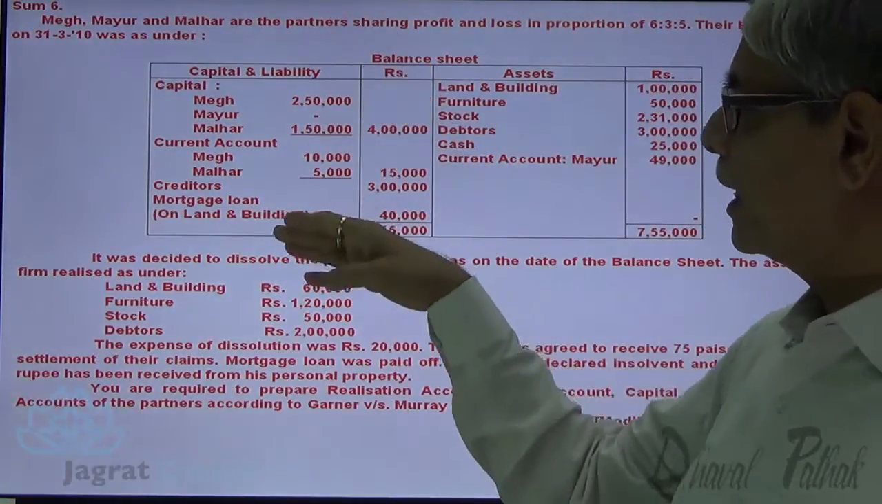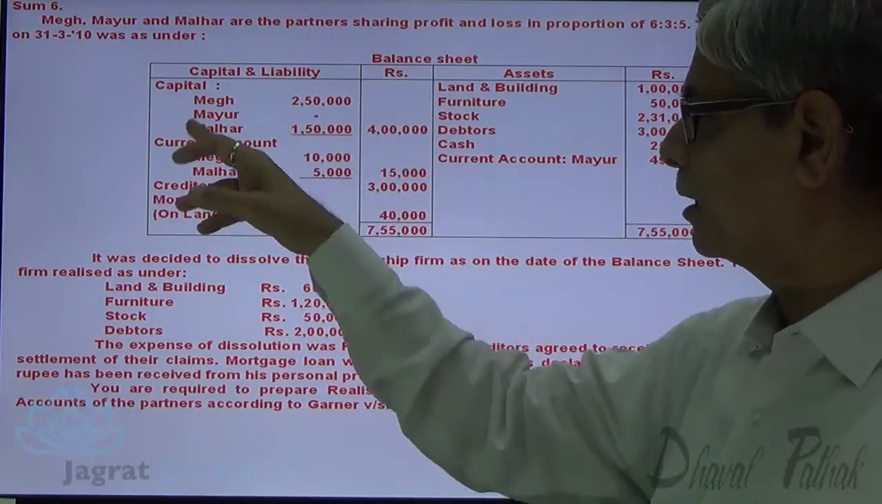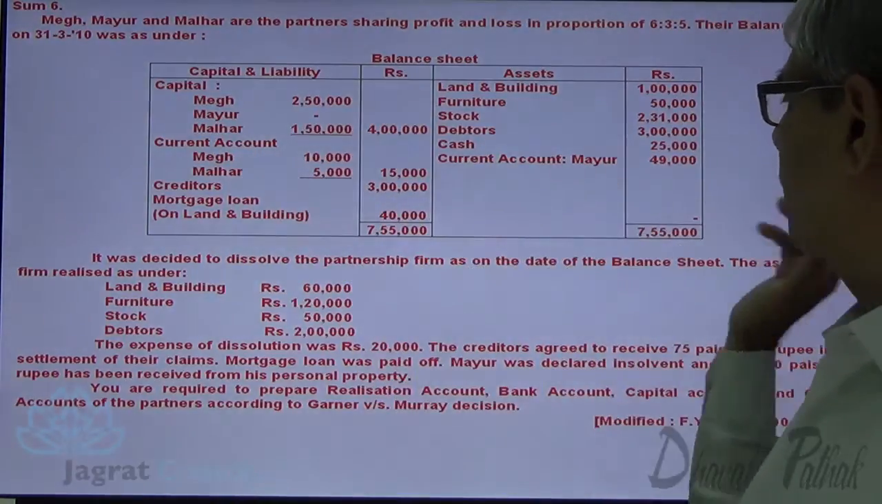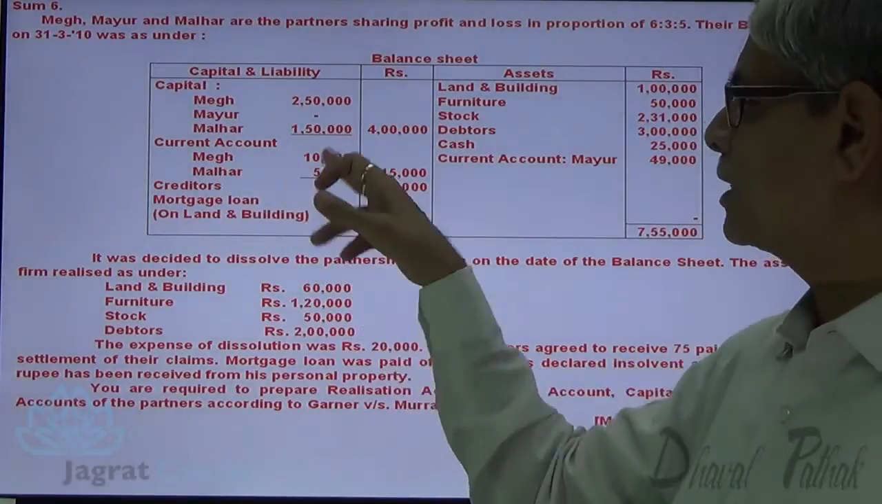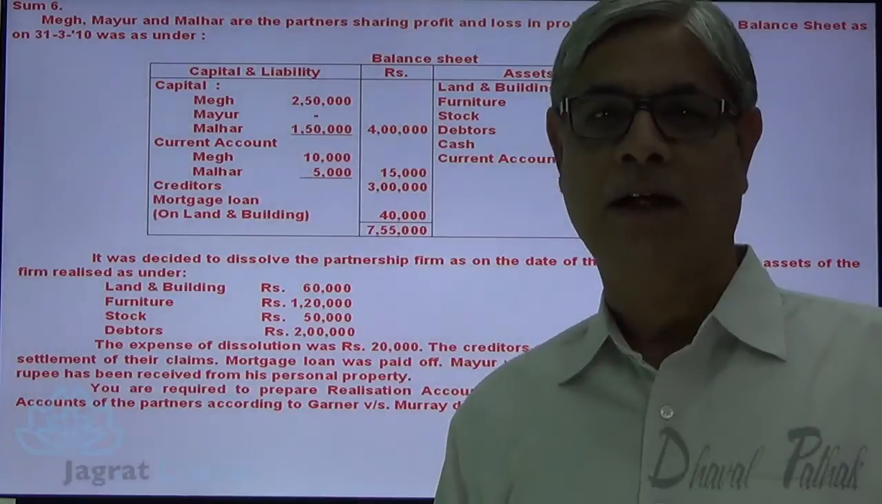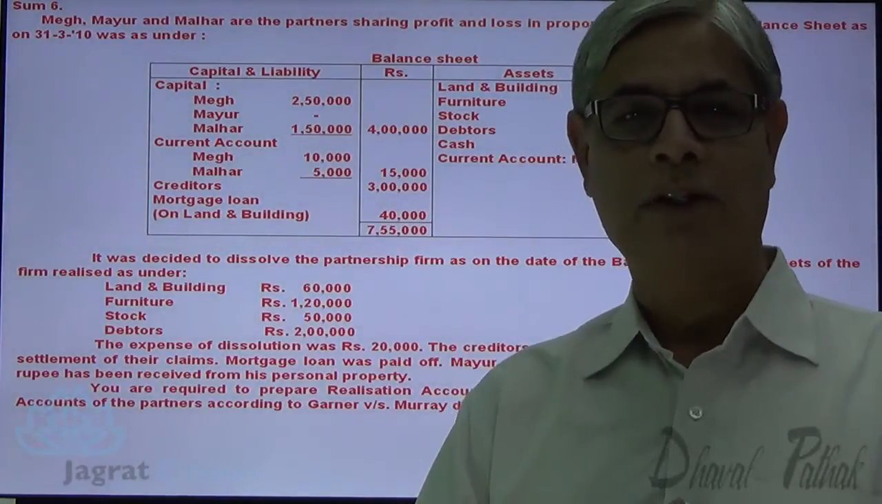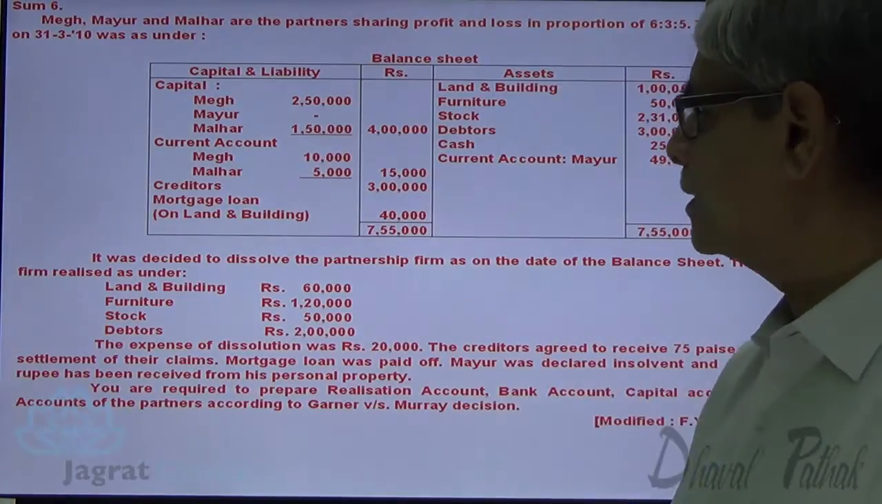On liability side, you are given the capital account of Meg, Mayur and Malhar and current account of Meg and Mayur, but there is a debit balance for Mayur, 49,000. Meg and Malhar have got credit balance on current account. So here partners are having two types of accounts, fixed capital account and current account. One of the partners has a debit balance.